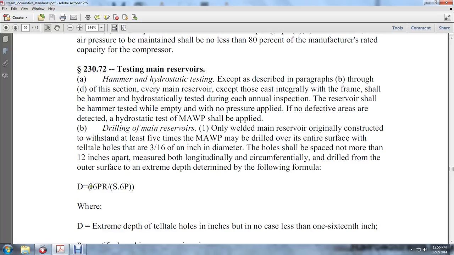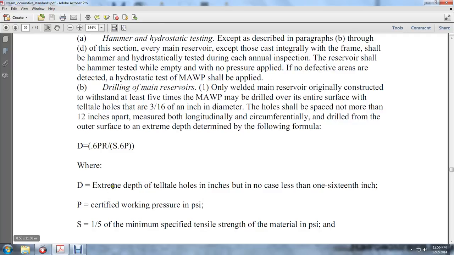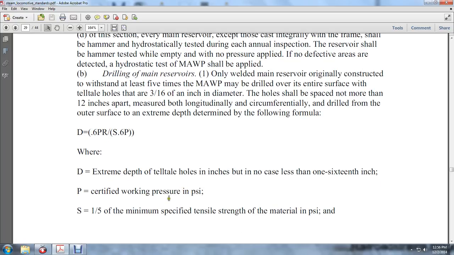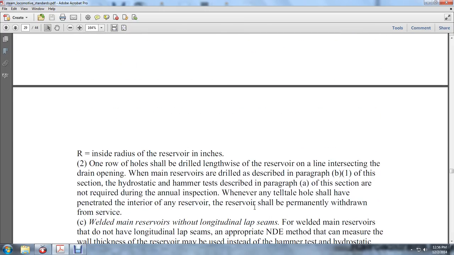The depth is equal to 6 tenths of P times R over S minus 6 tenths of P, where D is the extreme depth of the telltale holes, which in no case is less than 1/16 of an inch. P is the certified working pressure in PSI. S is one-fifth of the minimum specified tensile strength of the material in PSI. R is the inside radius of the reservoir in inches.